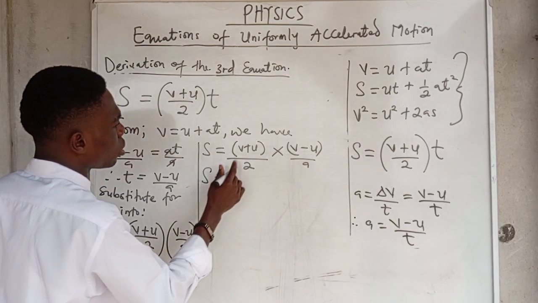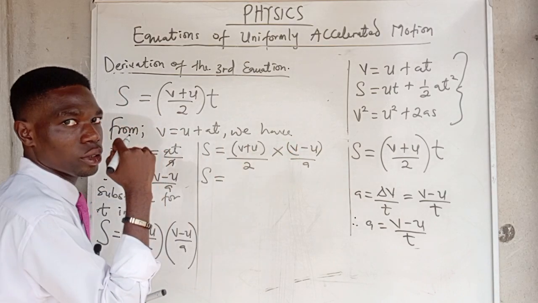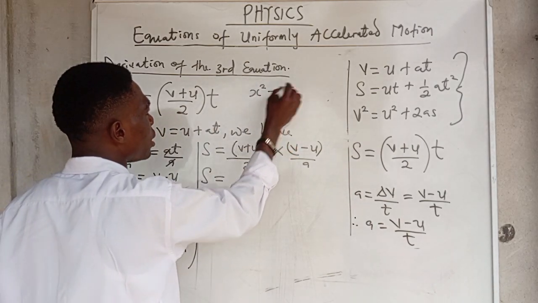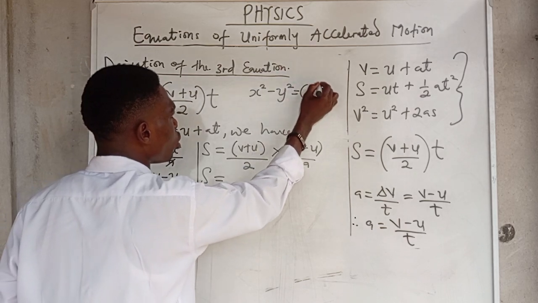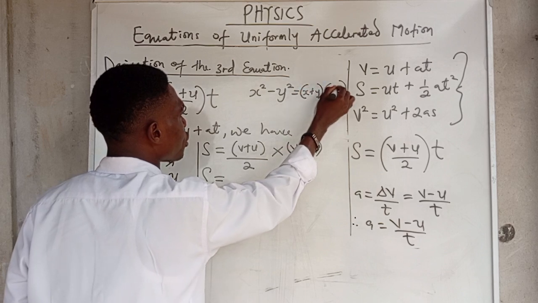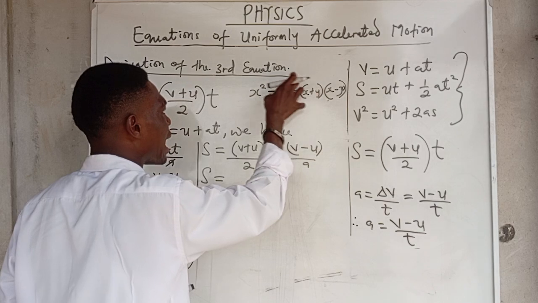So s is equal to, now from difference of two squares, I don't know whether you have learned difference of two squares in mathematics. If I have x squared minus y squared, this difference, minus, and you have two squares, this will be equal to, just open two brackets like this, and then you have x plus y, then x minus y. So if I have x plus y, x minus y, I can rewrite it as this.